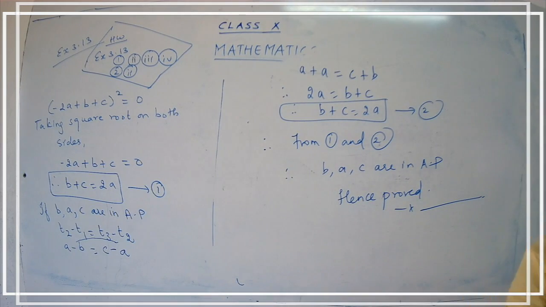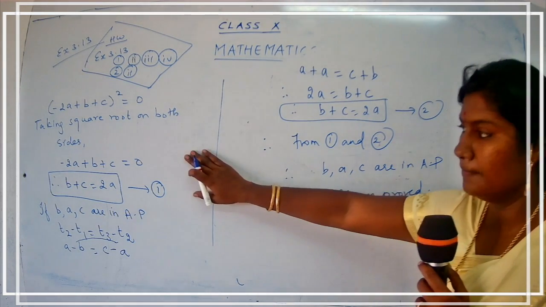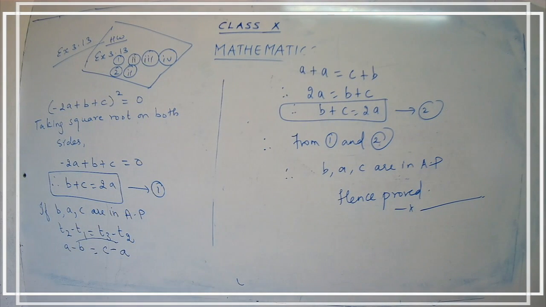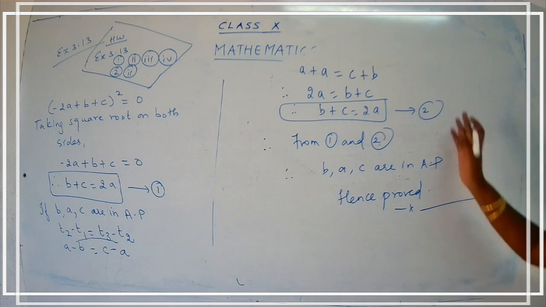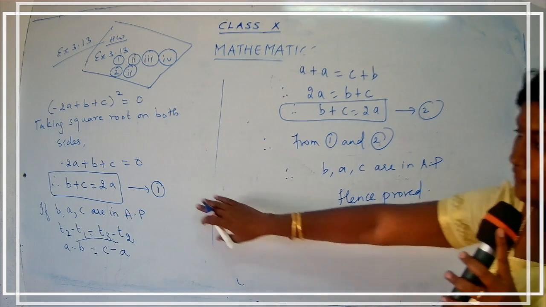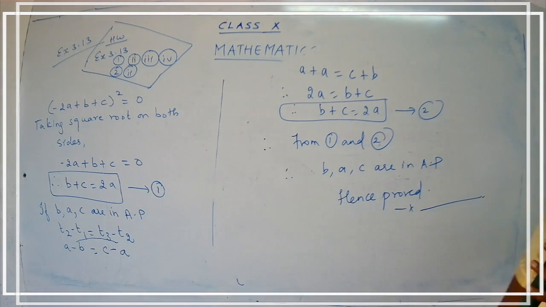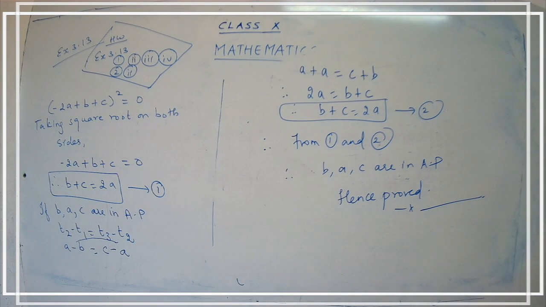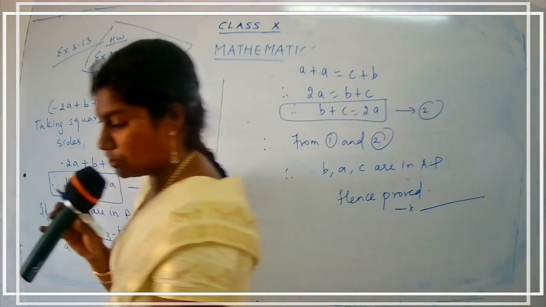Clear? Okay. So I have just completed the sum, and also we have used the concept from our second lesson. So if B, A, C are in AP means we have to get a same difference. The common difference should be equal. So T2 minus T1 is equal to T3 minus T2. Substitute the formula, just rearrange them properly, and you get B plus C is equal to 2A. And already in the first part also I got B plus C is equal to 2A. So from 1 and 2 I say B, A, C are in AP. Hence proved. So we have completed question number 3.